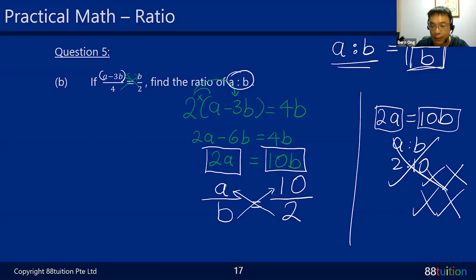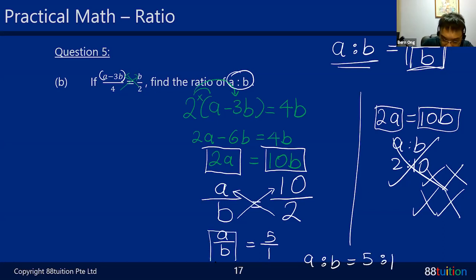All right? So what happened is you purposely put it as a fraction. After you put it as a fraction, A over B is equal to what? 10 over 2. Can you reduce to the lowest term? 5 over 1. Divide by 2, divide by 2. Can I say that A is to B is equal to 5 is to 1? Can you see that? A over B is the same as A is to B. 5 over 1 can be written as 5 is to 1.